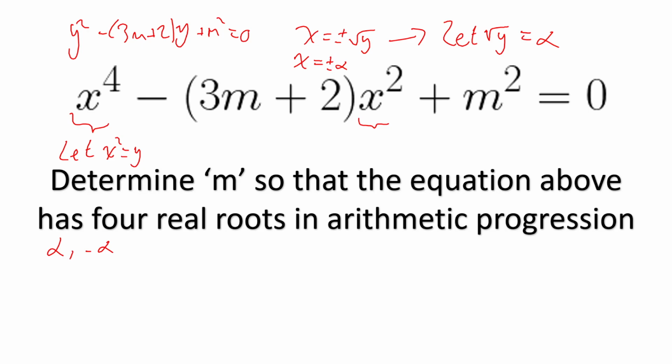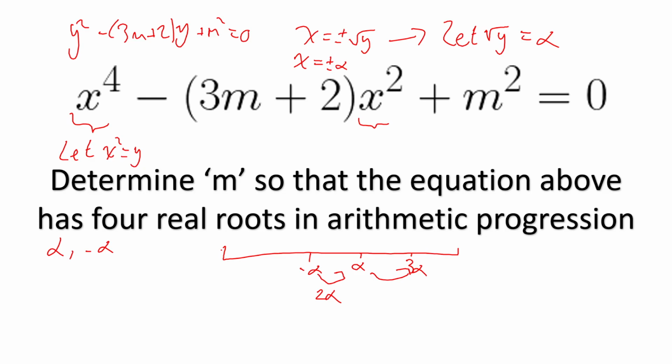Remembering that our 4 real roots have to be in an arithmetic progression, we now have 2 of our roots that are in an arithmetic progression. So if we imagine a number line where we have alpha here and we have negative alpha here, we can use this to find 2 more roots. Because we can work out the difference, we know they're in an arithmetic progression, therefore we can say, right, the difference between these 2 numbers is 2 alpha. So we can go up and say that another one of our roots could be 3 alpha. And we could say that another one of our roots is 5 alpha.